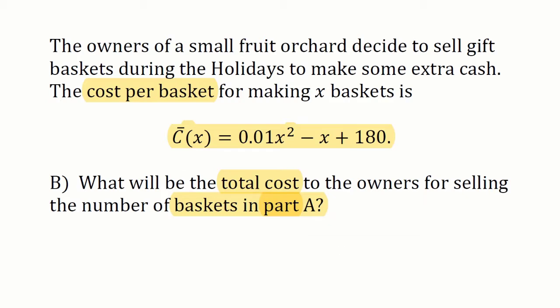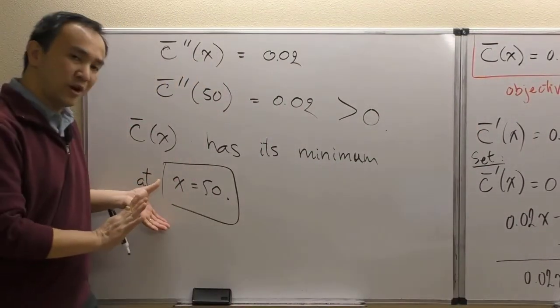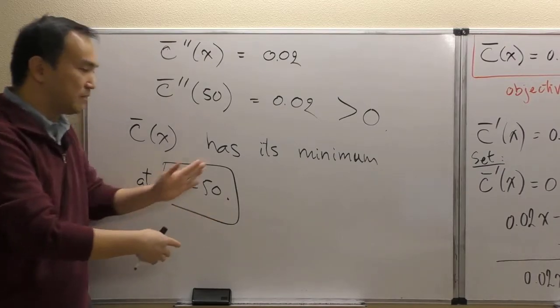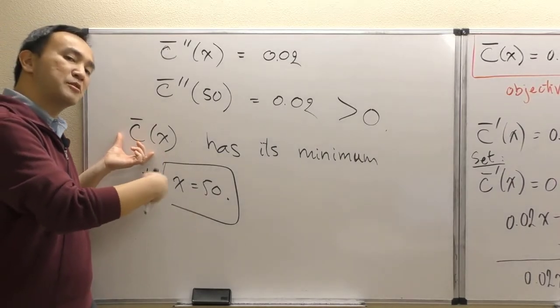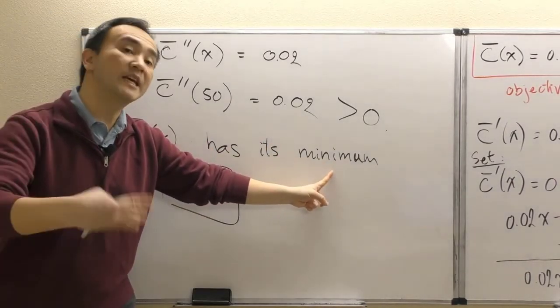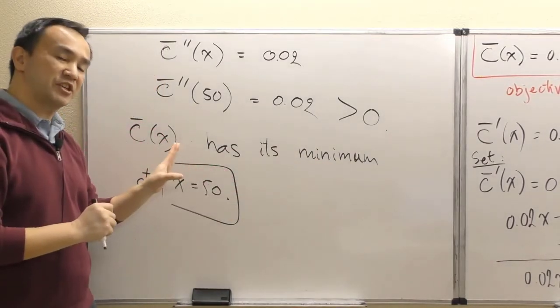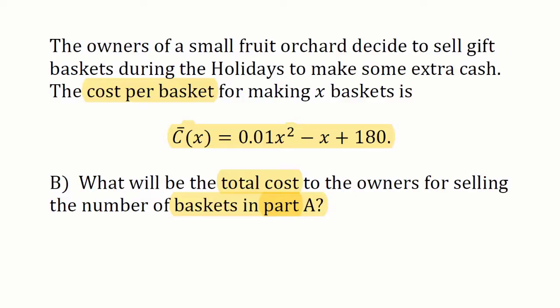And so now on my board, back in part A, we have found that if we can sell 50 baskets, then we can minimize the average cost, or cost per basket, at the smallest, the least cost per basket. But this is the average cost. The question here wants to find out what will be the total cost. So that's why I highlighted it here.